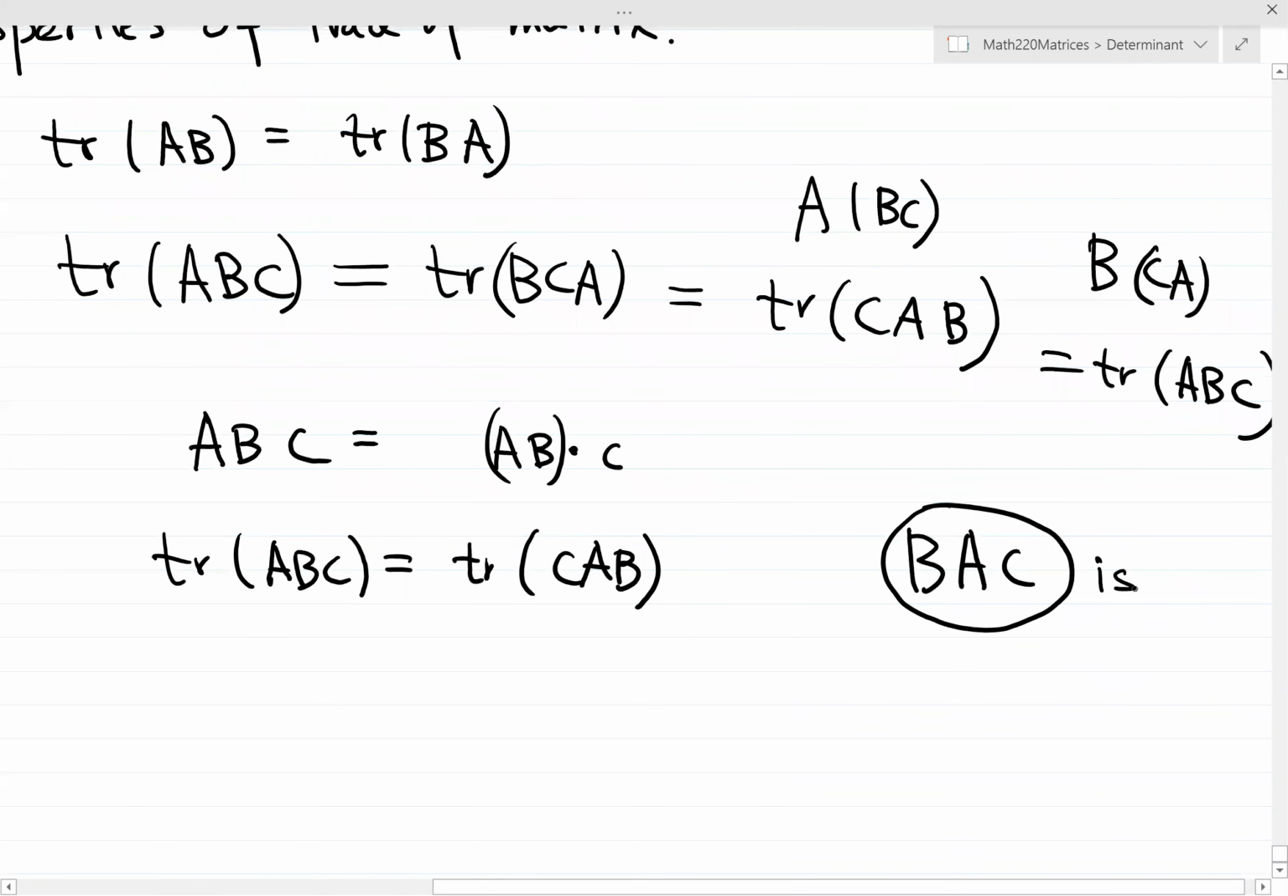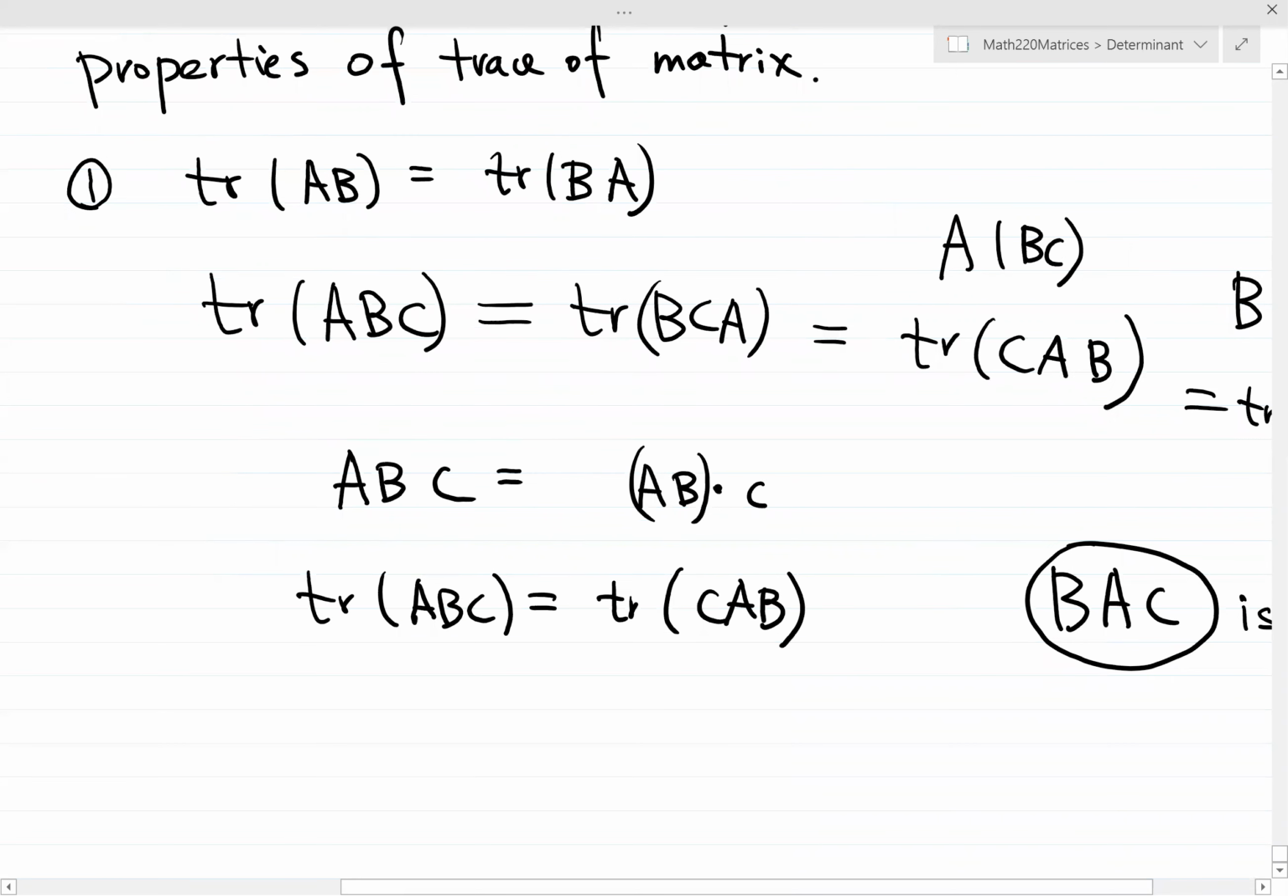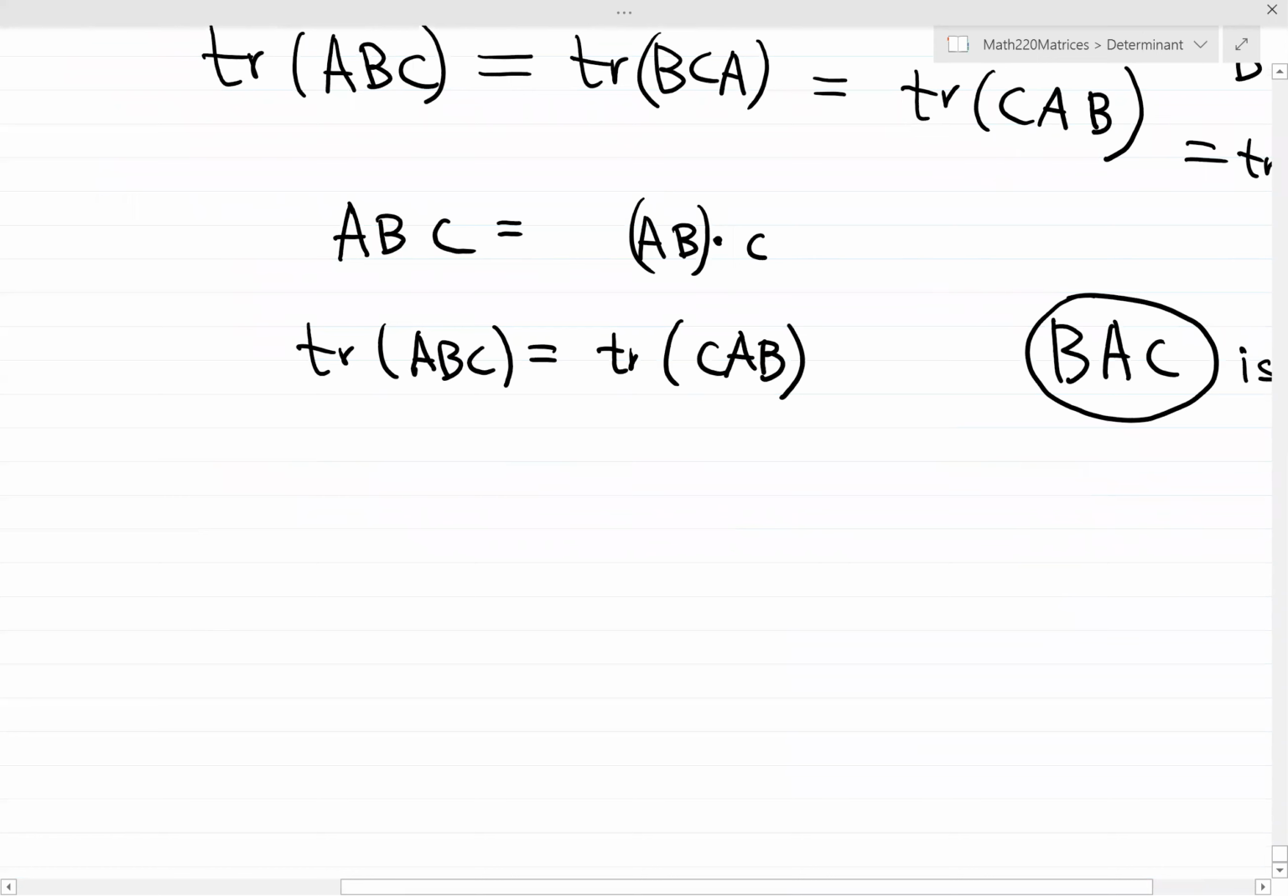So this is missing. So you don't get this in general. Let's see how this works. If we write C to be the product AB, and let D be BA, we want to show that the trace of C equals the trace of D.